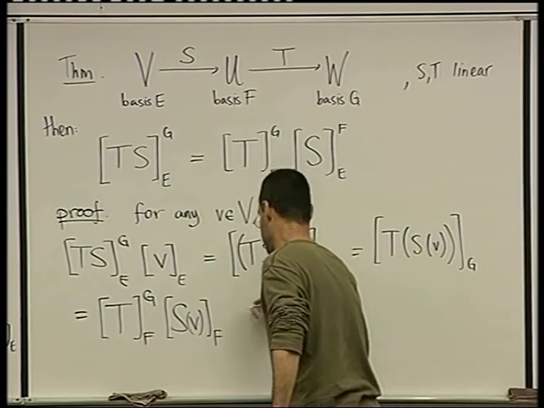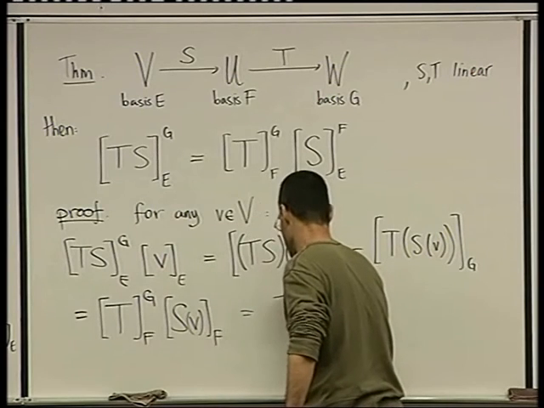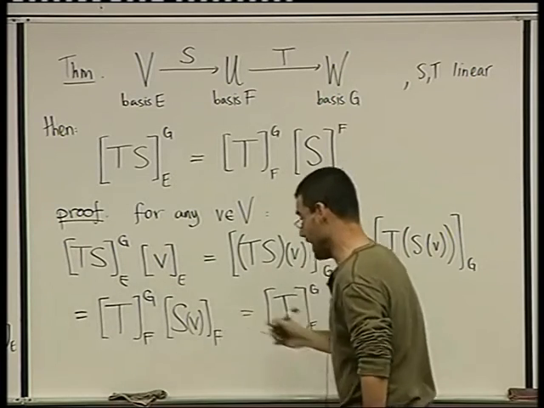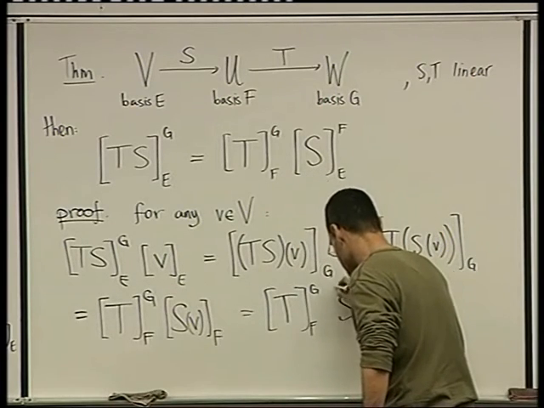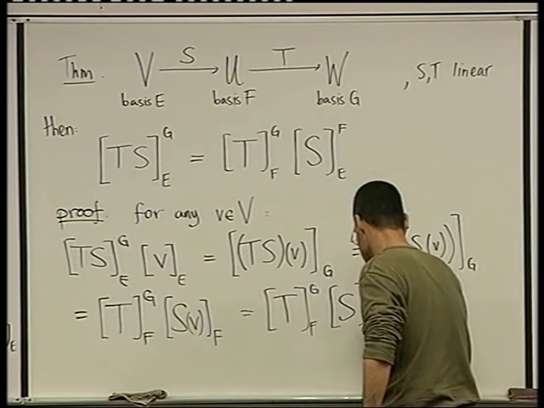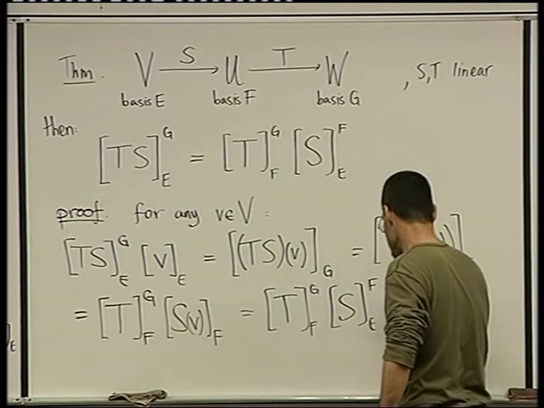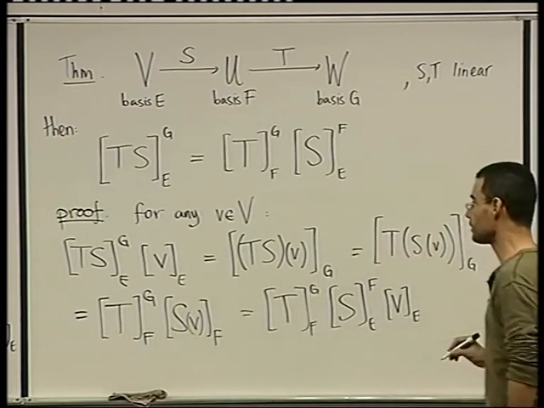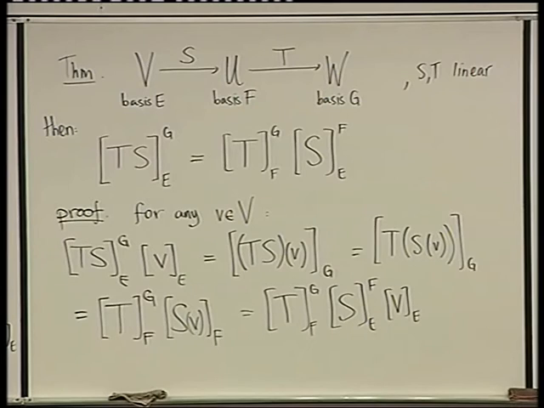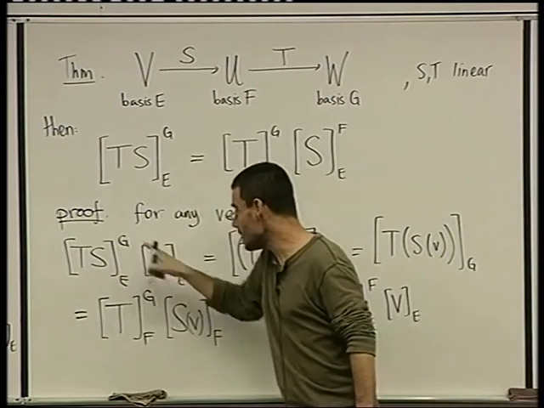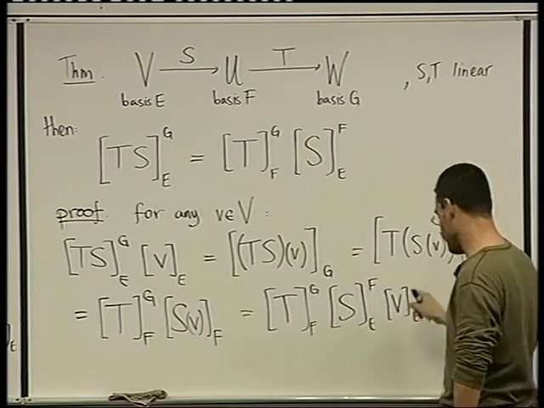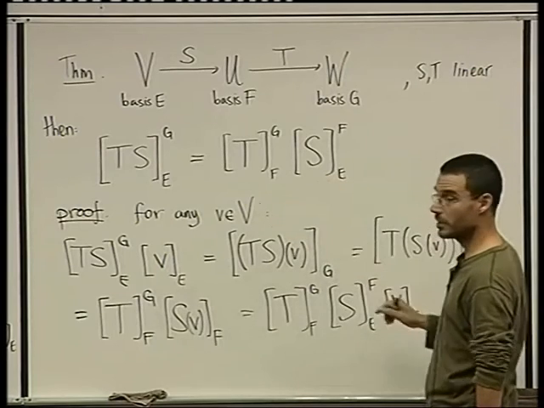Okay, and again, what is S of V? Same theorem I'm using. I'm not touching this, T, F, G. What is S of V? It's S, its matrix representation, E, F, times V, its coordinate vector, E. And we're done. For any vector V, TS, E, G times V is the same as T, F, G, S, E, F times V. So the matrices are the same.